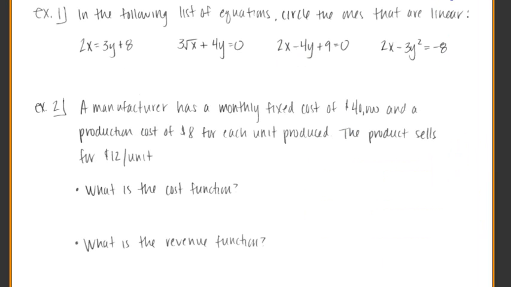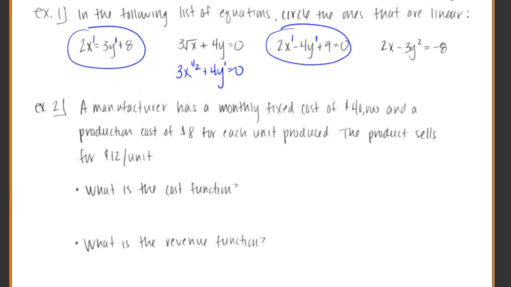Here in example 1, they're going to give you a sample of equations. It looks like we have about 4 of them, and we want to circle the ones that are linear. Going to the first one, 2x equals 3y plus 8. The x is to the first power, the y is to the first power, so I'm going to circle this because it's definitely linear. The next one is 3x to the 1/2 power plus 4y equals 0. The y is to the first, but because the x is to the 1/2, this is definitely not linear. The third one is 2x to the first and y to the first, so this is linear. And on this last one, 2x minus 3y squared, because of that, this one's nonlinear.